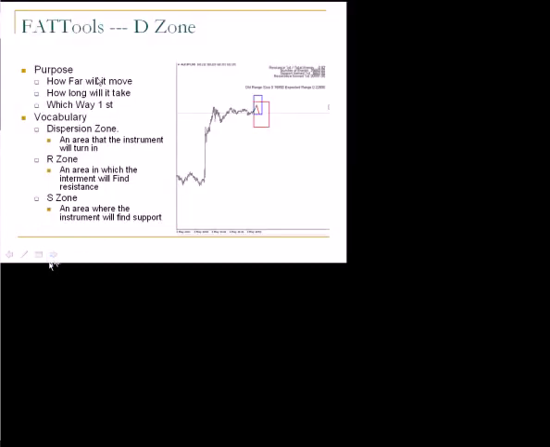Okay, we're going to talk about one of our most proprietary tools. It's called the D-Zone. It's a script. And what it does, its purpose is to tell you how far it will move, how long it will take, which way first. To understand this, we're going to cover some vocabulary that really talks about a dispersion zone.